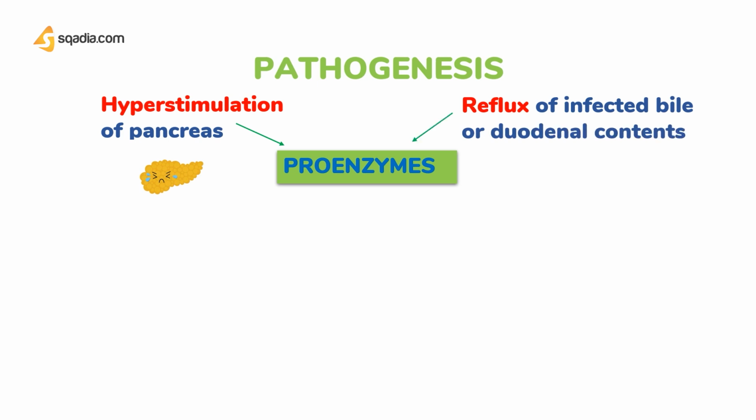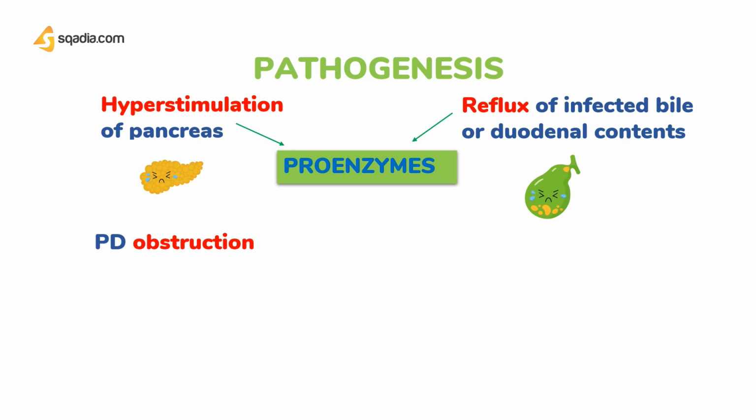We have seen that pancreas is having association with liver, with gallbladder as well, and the pancreatic duct is also opening into the duodenum, which is also receiving the bile duct, which is carrying bile from the liver and gallbladder. So if there is reflux of infected bile or duodenal contents, that is also going to affect pancreas. Now, what causes the reflux? If there is sphincter of Oddi dysfunction, it is an example that can lead to such reflux, and it will cause abnormal activation of the proenzymes or zymogens.